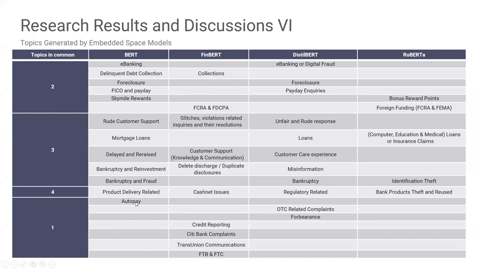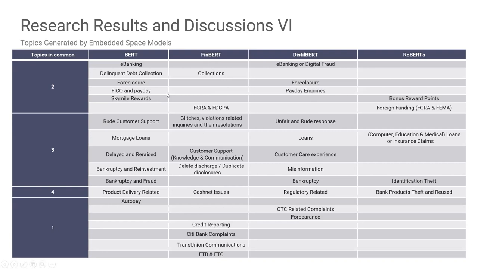Now if you see auto pay, only BERT extracted it. But here, you see that FinBERT extracted all these five topics. One is specifically related to TransUnion, FTB, FTC, credit reporting, all these five unique topics are reported by FinBERT, right? And also the number of topics it covers, for example, it is mostly able to cover all the topics that most other models are able to cover, and also it reported some unique topics. That is why we can see that FinBERT, because of the domain knowledge, right? The BERT model that is trained on a financial corpus is a better model to use.